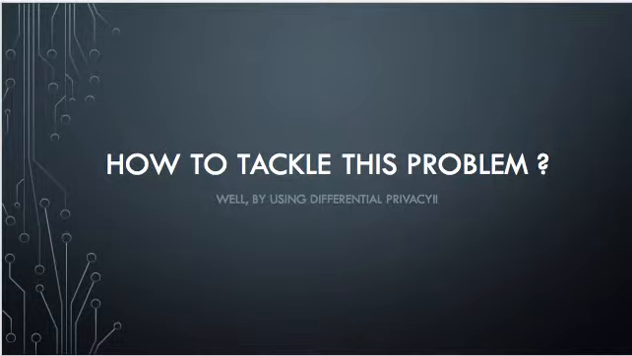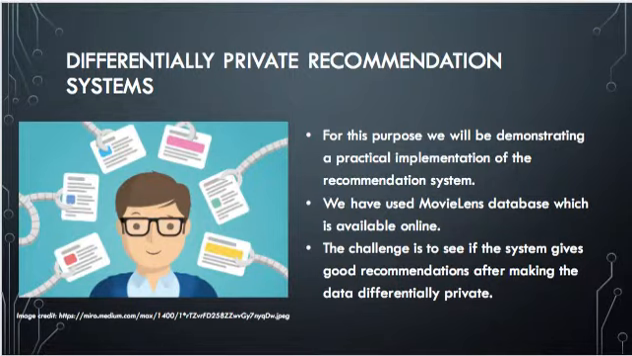So a differentially private recommendation system is what we're going to be focusing on from now on for the rest of the slides. So we thought to twist this problem a bit and offer information on how a differentially private system should work. So we will be focusing on an implementation of a differentially private system. For this particular example, we have used the MovieLens database, which is available online. Our objective is to find out whether differentially private systems would also give us as good results as a normal recommender system.